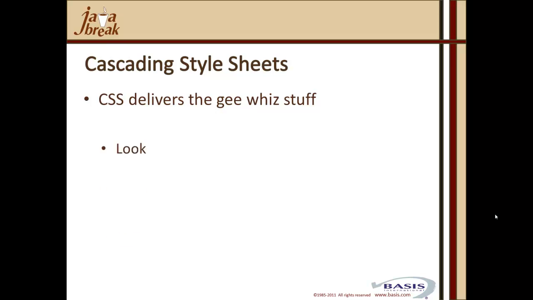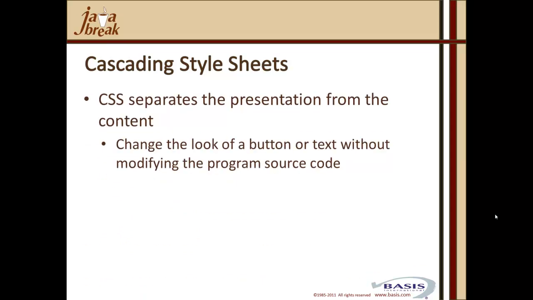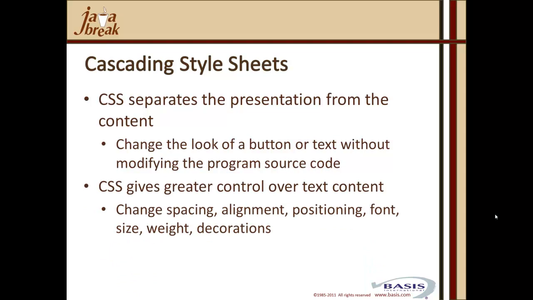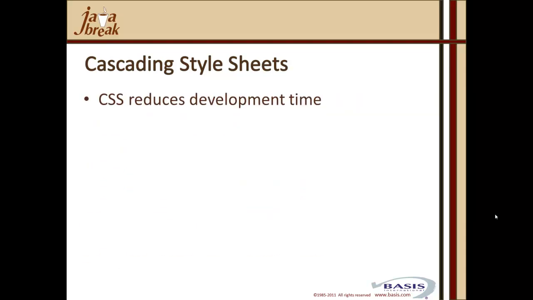It delivers a lot of the gee whiz stuff. The look, the functionality, and the performance can come from the cascading style sheets. CSS separates the presentation from the content. You can change the look of a button or text without modifying the program's source code, and it gives you much greater control over text content, changing spacing, alignment, positioning, font, size, weight, and adding decorations.